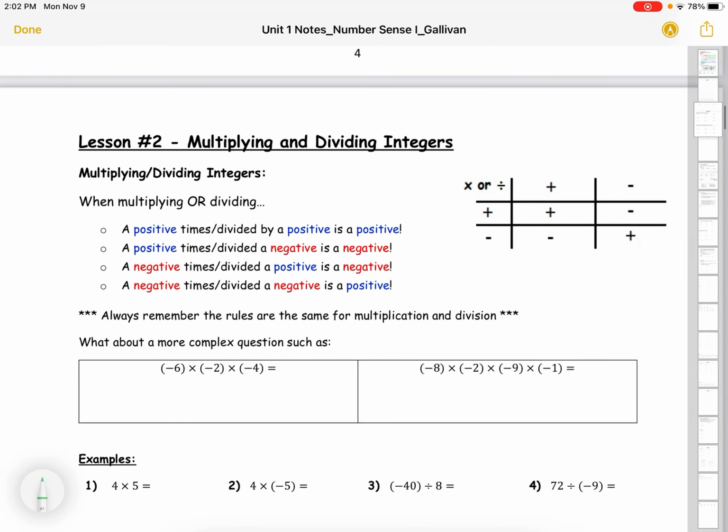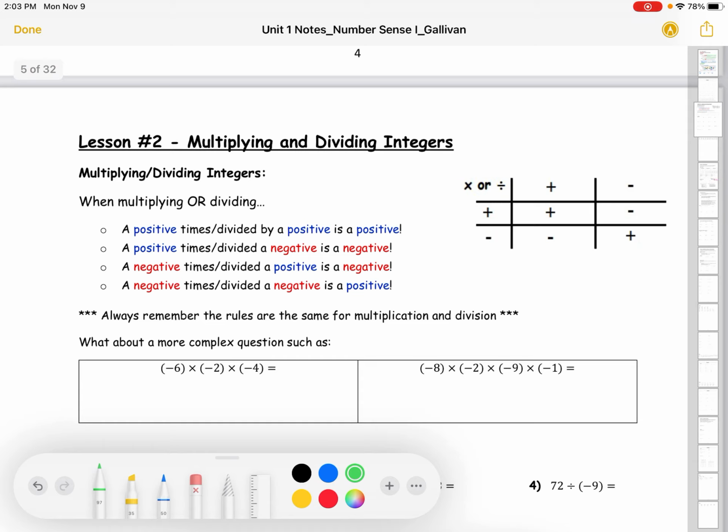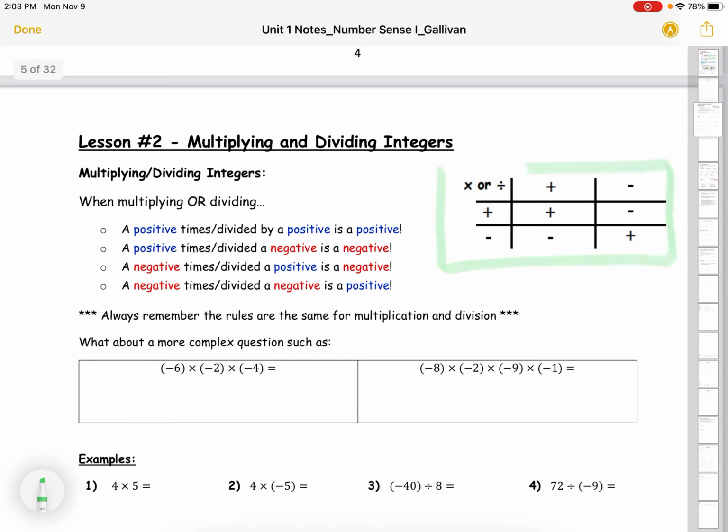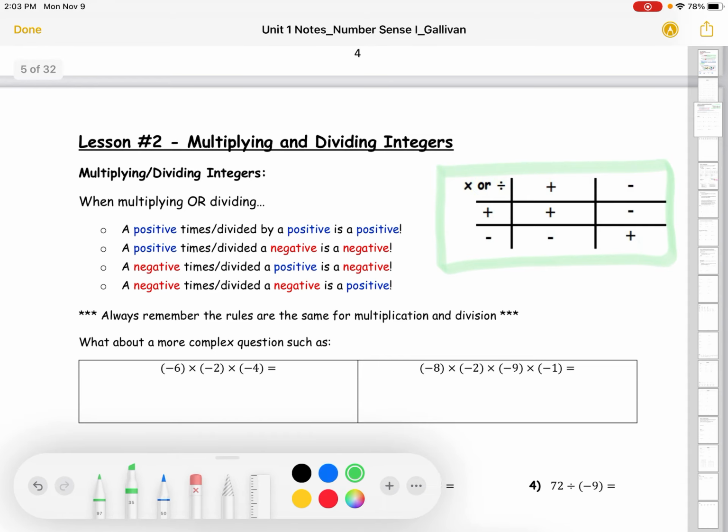All right, lesson 2 in Math 15. We're looking at multiplying and dividing integers. Lesson is pretty short. Again, this should seem familiar. We've got a nice little box here in the corner with a nice little chart that you can use for reference for when you're multiplying and dividing.